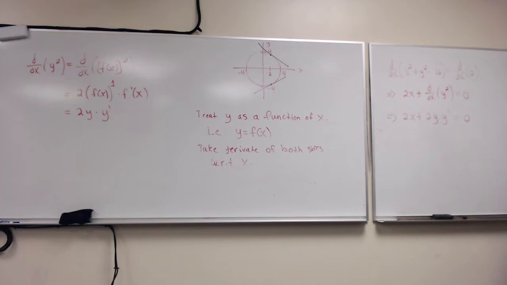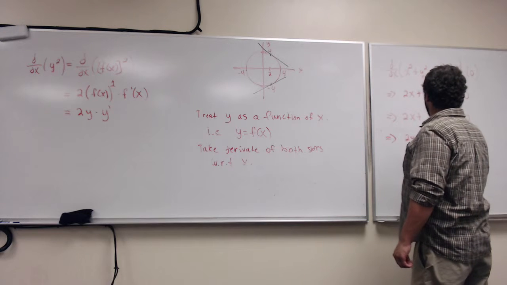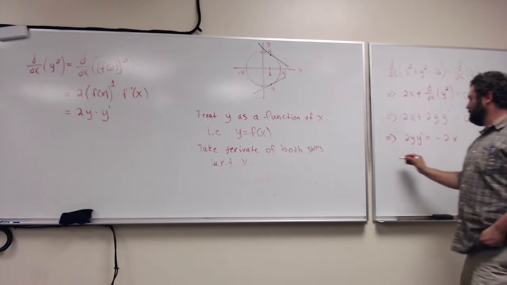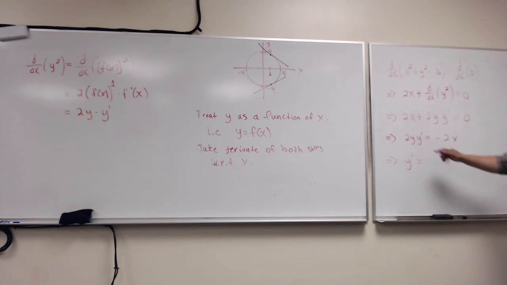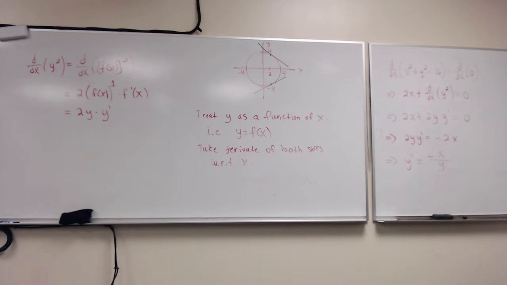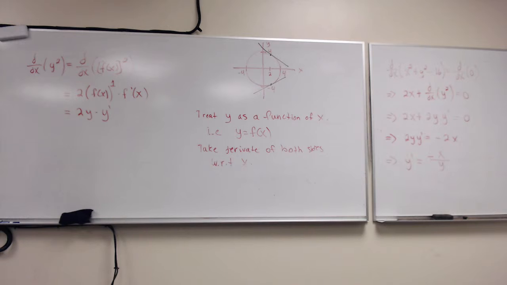Okay. And then now we can solve for y prime. So 2y y prime is going to equal, we'll subtract 2x to the right. And then y prime, if you divide both sides by 2y, the 2's will cancel. You'll just get minus x over y. Okay. And this is what's really weird. Your derivative is actually going to be in terms of x, the independent variable, and y, the dependent variable.